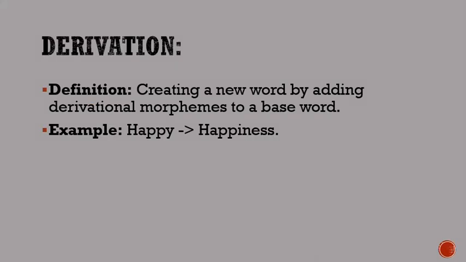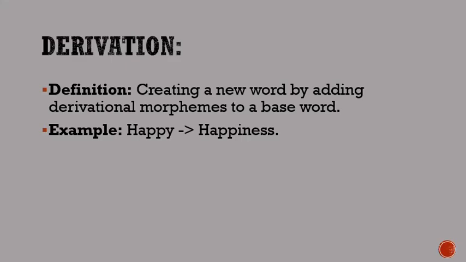Now we'll move on to derivation. Derivation is creating a new word by adding derivational morphemes to a base word. This is almost similar to suffixation. So what is a derivational morpheme? In the case of suffixation or affixation, we can see certain two categories. In one case, the grammatical form, the tense or number of the word, is changed. For example, if we add the suffix s to the word cat, we get the word cats.